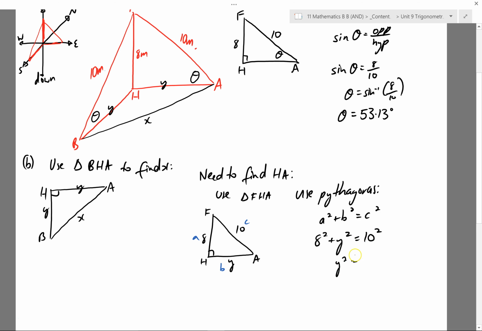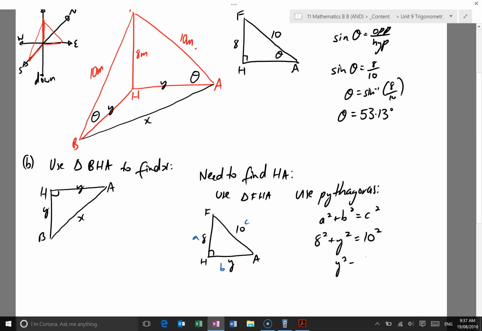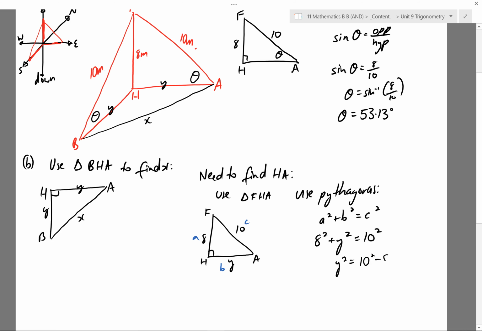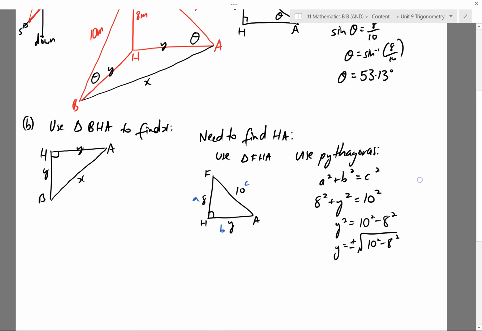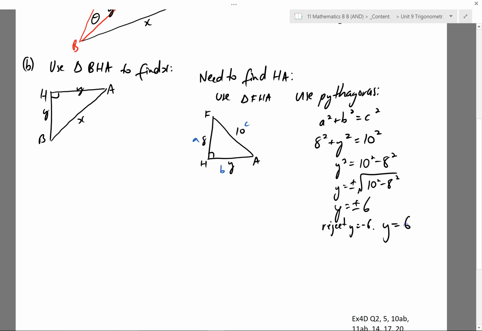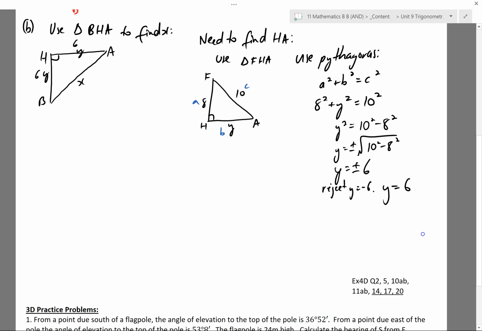Try to get y by itself. Remember, I should really be taking plus or minus square roots whenever I do. I'll end up with plus or minus 6. I'll reject the negative 6. So y equals 6. So from here, on my diagram, I can put my 6's in here.